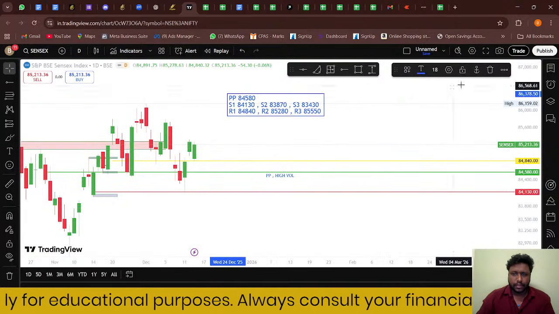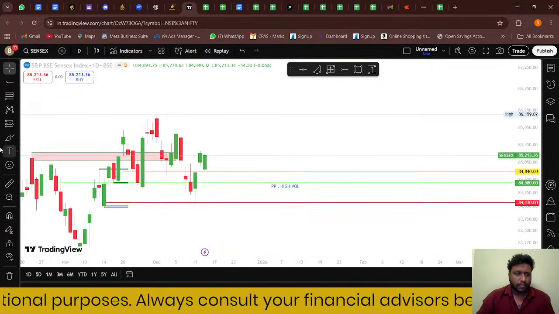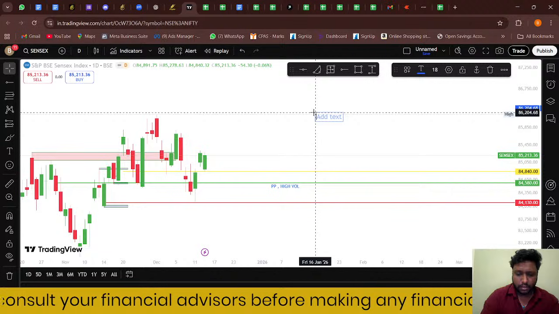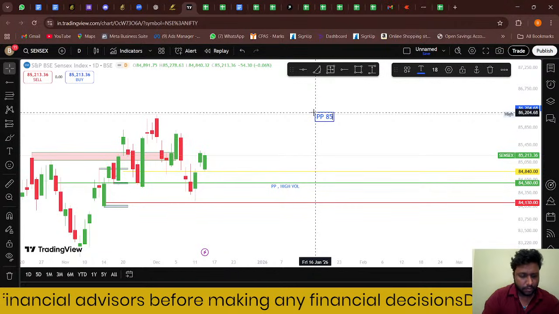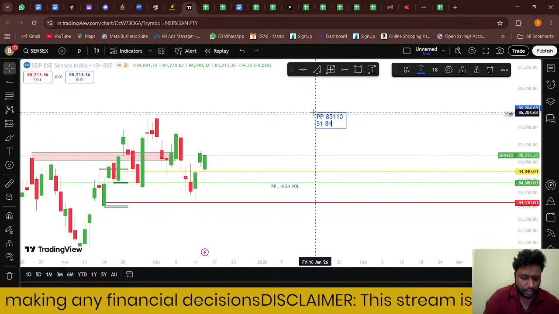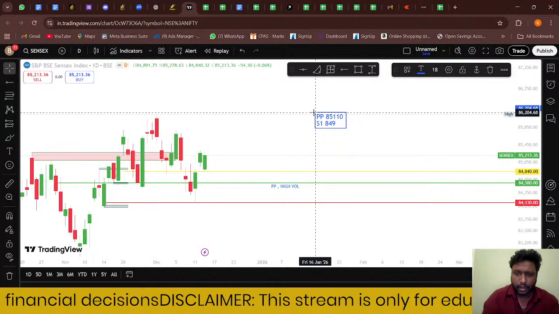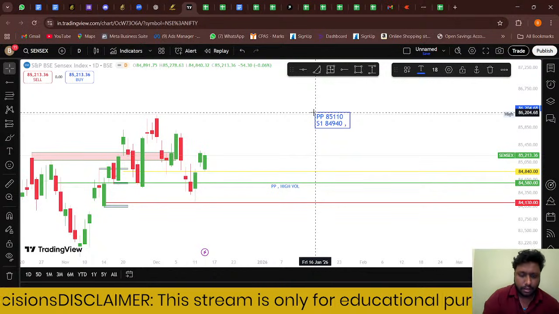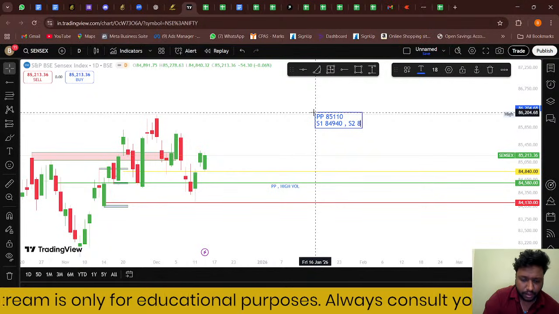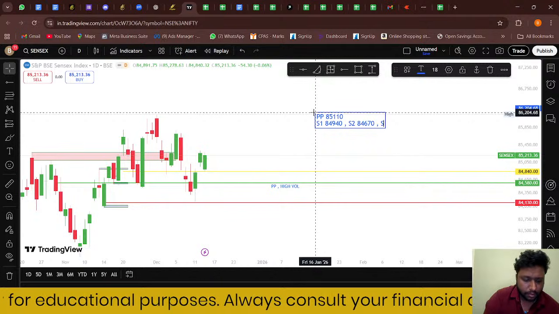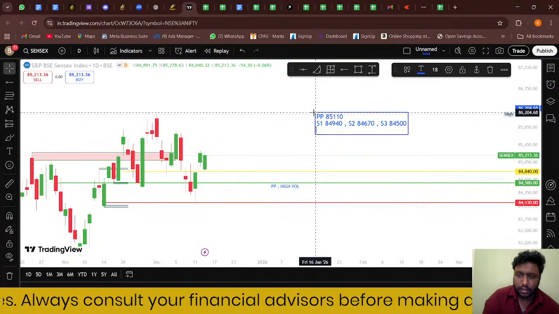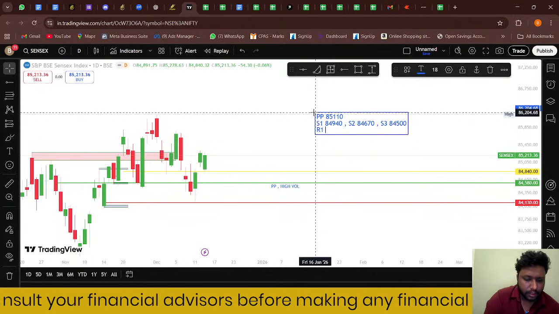With respect to Sensex, the pivot line lies at 85,110. The PP is at 85,110, and with respect to that, support one lies at 84,942. We will mark it as 40. Support 2 lies at 84,670, and support 3 lies at 84,500. This is where the third support comes.